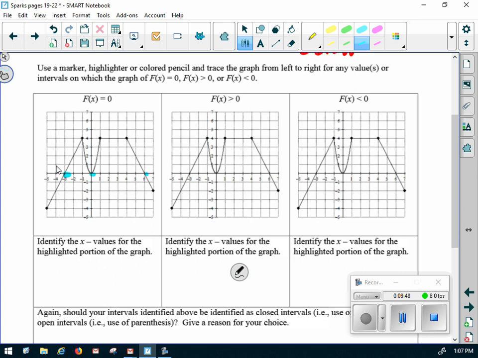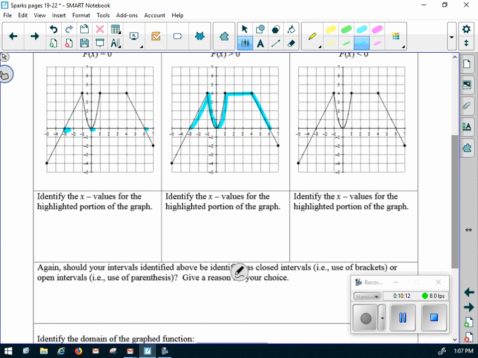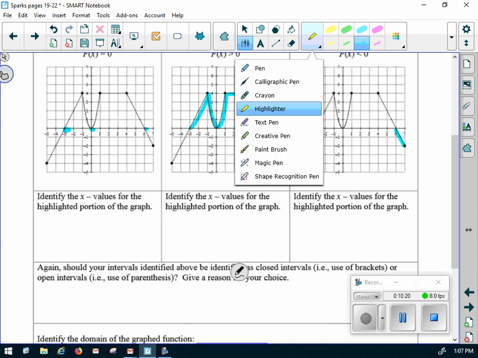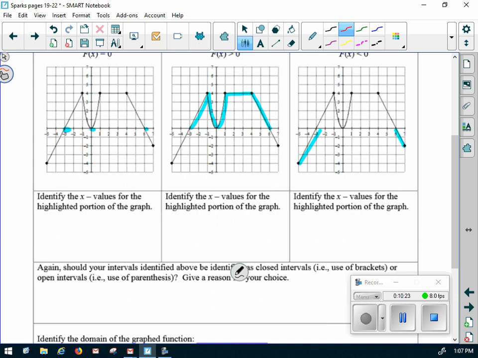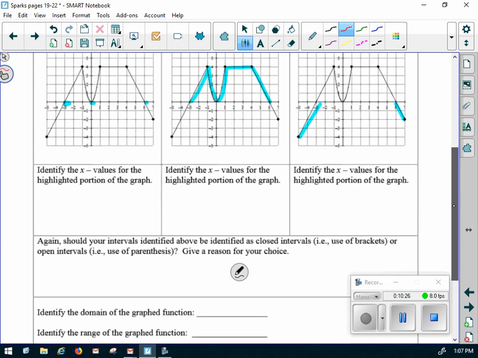Now, where is f of x positive? Anything above the x-axis. Now, we cannot tell the difference here on the x-axis with highlighting, but we'll do it when we do the intervals. And below the x-axis is f of x negative. Now, let's go to the next piece.